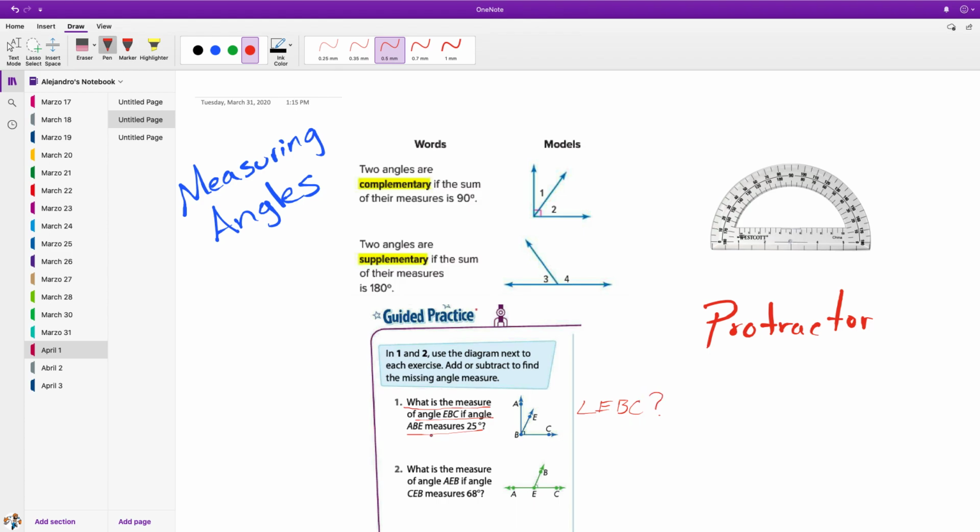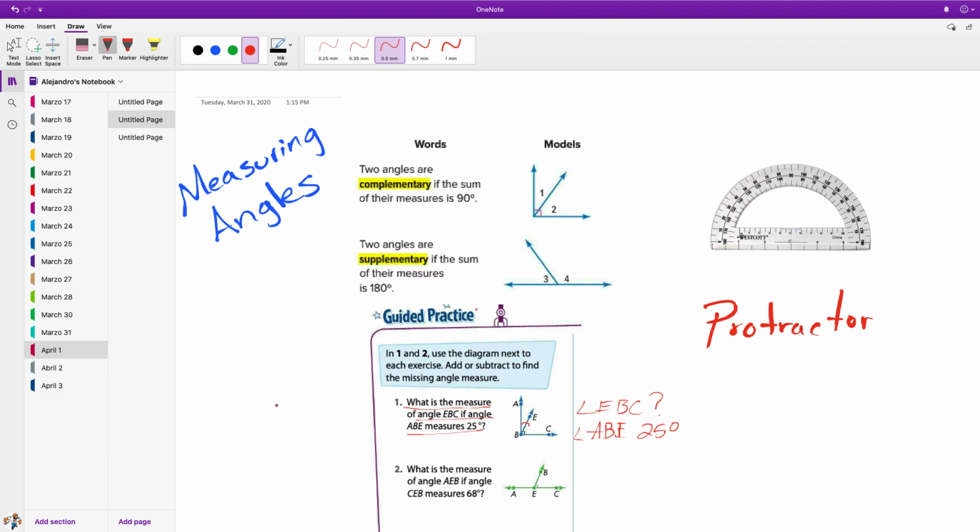What we know is the measure of angle ABE. We know the measure for this angle, guys. So I'm going to put it here. The measure for angle ABE is what? 25 degrees. Good. So now the question is, how do I get the measure of the missing angle? Here we come back to this. It says, when you have complementary angles, the sum has to be 90 degrees. Okay, we know that. So in order to get that measure, we do a subtraction. 90 minus 25 is going to give me the measure of EBC.